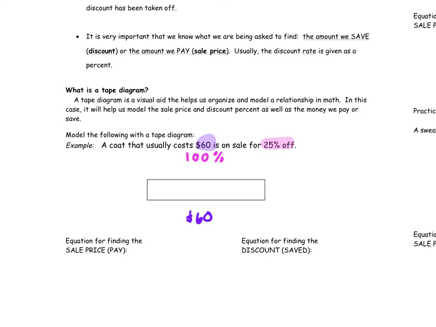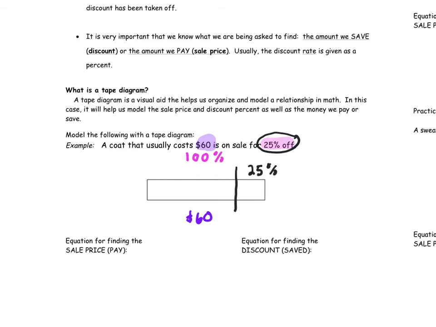So down at the bottom it says we're going to write an equation to find the sales price, the amount we pay, and the equation to find the discount, the amount we save. So I'm going to start with what they gave me, the percent off. So I'm just going to estimate that 25% is about 1/4. If you think about money, 25 cents is a quarter of a dollar. I'm going to take off about a quarter of this piece, this whole bar. And I'm going to write, well, this is 25%.